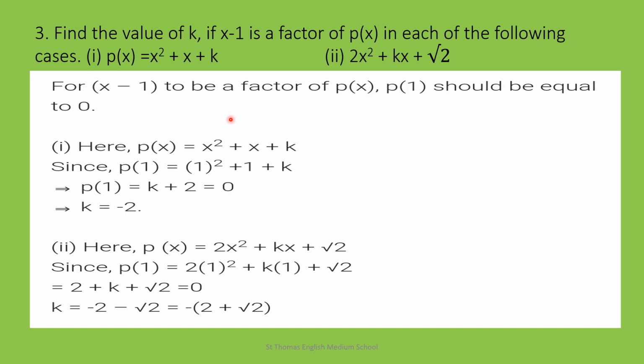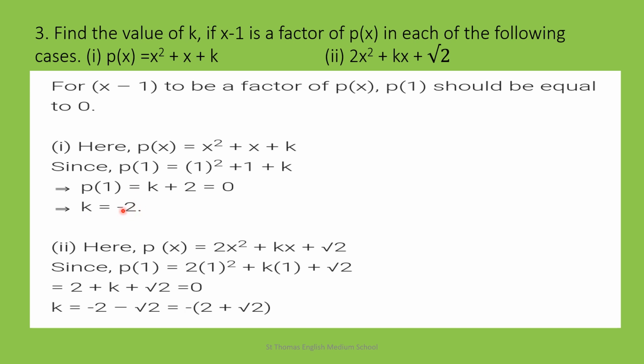So you are replacing x by 1 in p of x. So you will get p of 1 equal to 1 square plus 1 plus k, that is equal to 0. That is p of 1 equal to k plus 2 equal to 0. Therefore, k equal to minus 2. So in the first question, the value of k is minus 2.